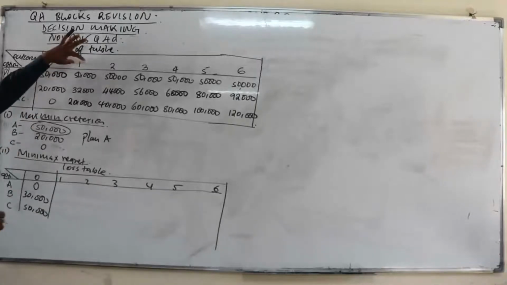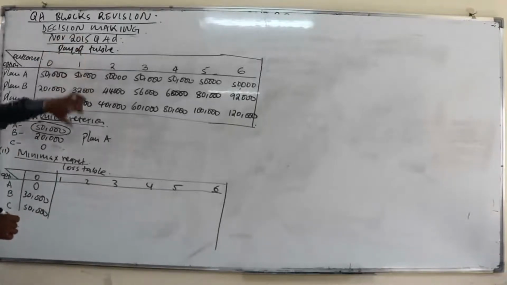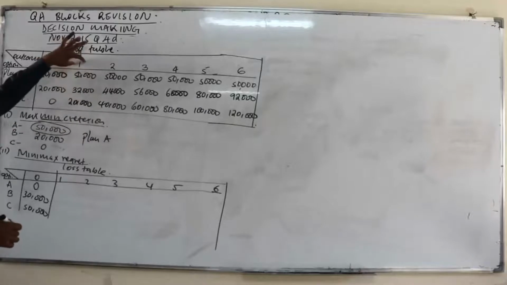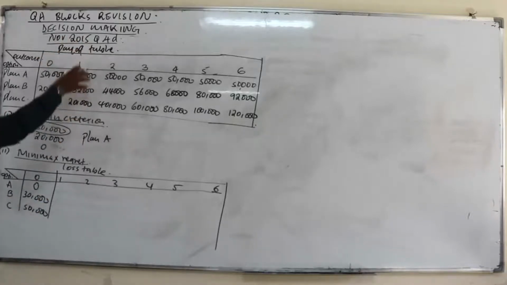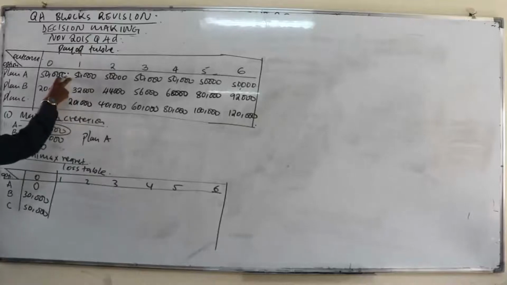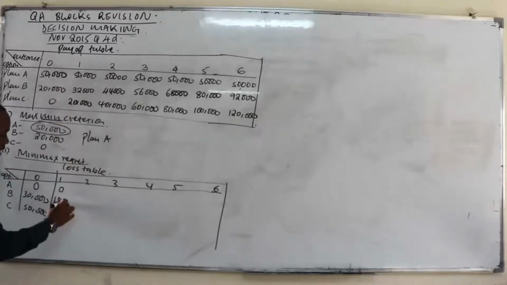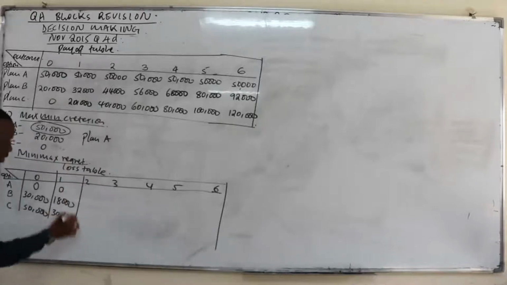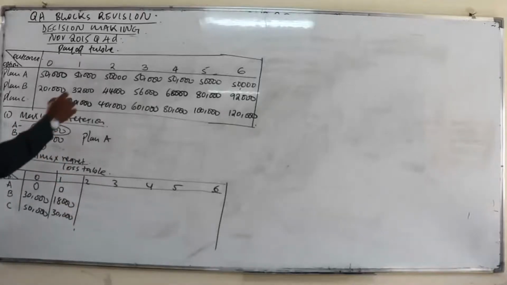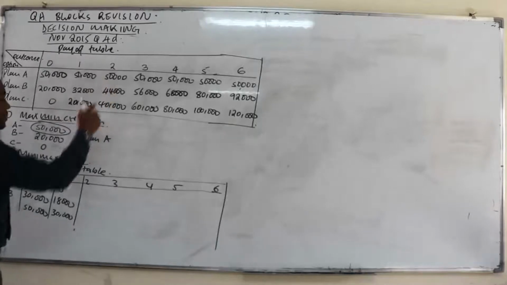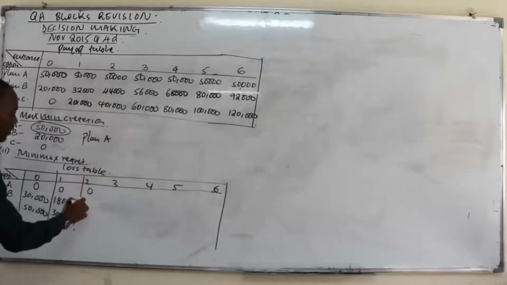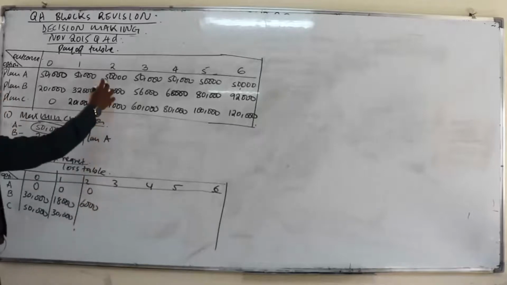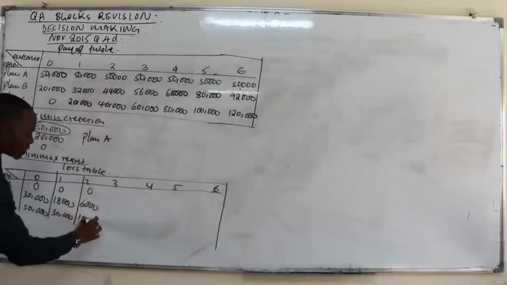If you sell 1 house, remember I'm using the outcome to develop the loss table. From that column, you take the maximum, which is 50, and you deduct all the others. 50 minus 50, you get 0. 50 minus 32, you get 18. 50 minus 20, you get 30. If you sell 2 houses, the maximum is 50. 50 minus 50, you get 0. 50 minus 44, you get 6,000. 50 minus 40, you get 10,000.